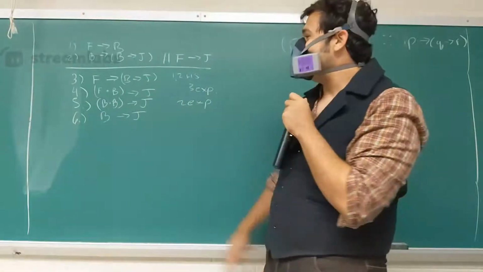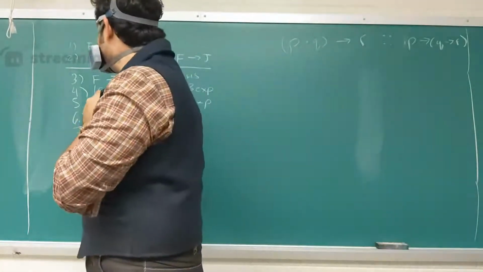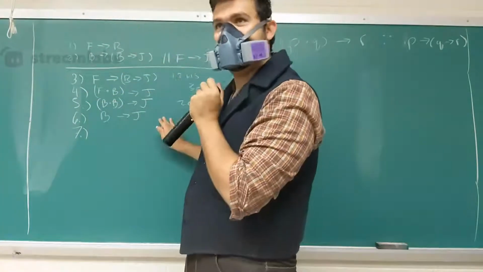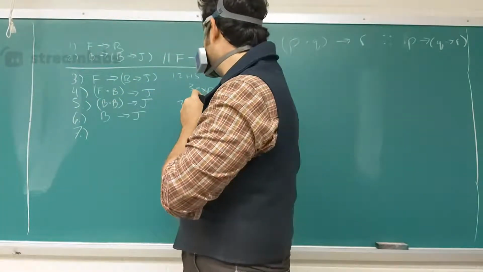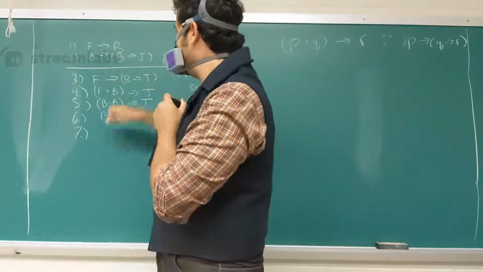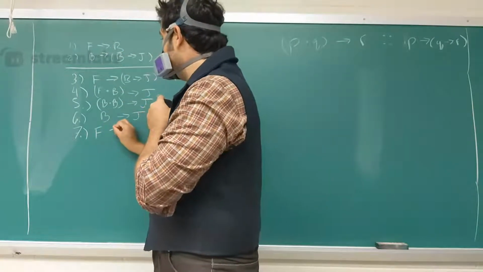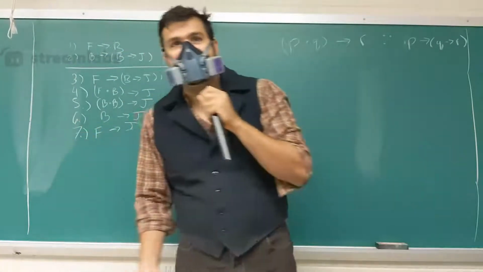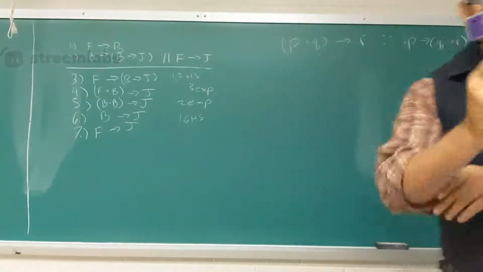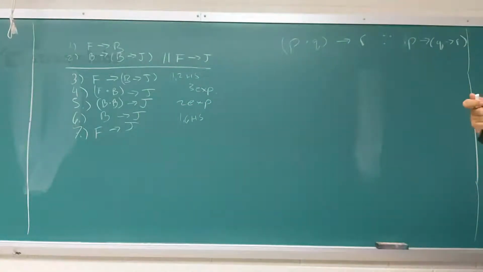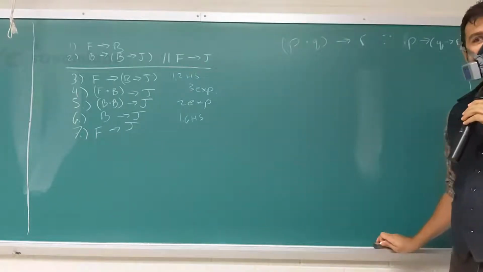So we got B to J, and then we just finish it out by doing hypothetical syllogism on 1 and 6. F to B, B to J, therefore, F to J. Valid. Yeah, but I didn't see it either. Okay, any questions on this one?